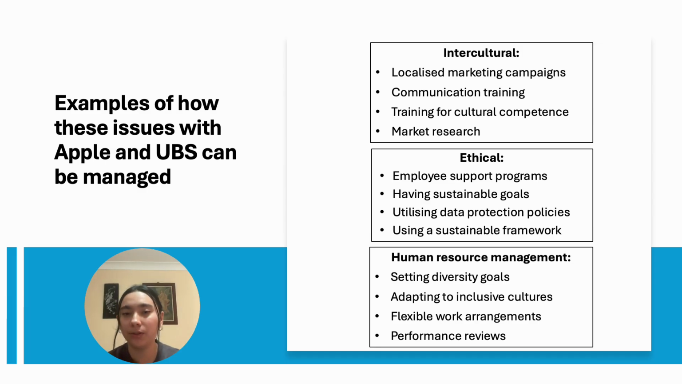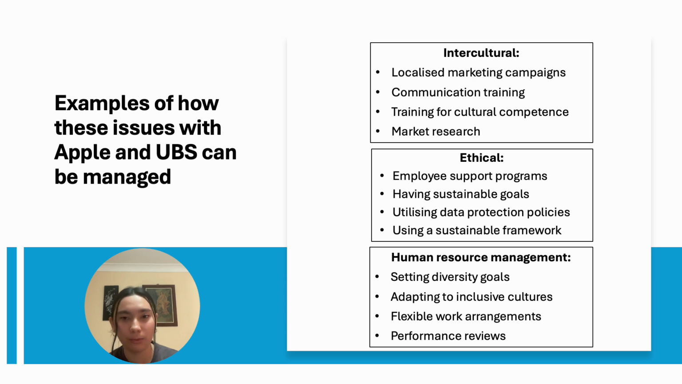To manage these potential issues, Apple and UBS can implement effective strategies so that these issues do not arise. This is where we can now look at how to manage these issues. Apple's intercultural issues can be managed by localizing their marketing campaigns to match cultural values and offering staff communication training on effective cultural communication skills. For UBS, these issues can be managed by also providing training for cultural competence and thoroughly using market research to understand local regulations and diverse client needs.